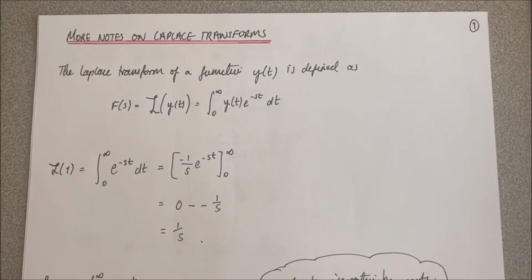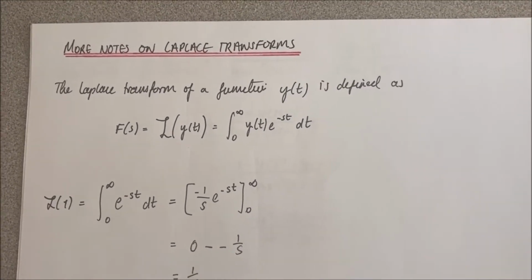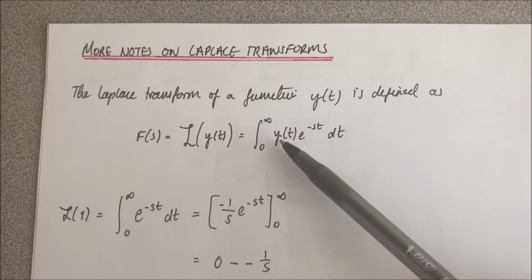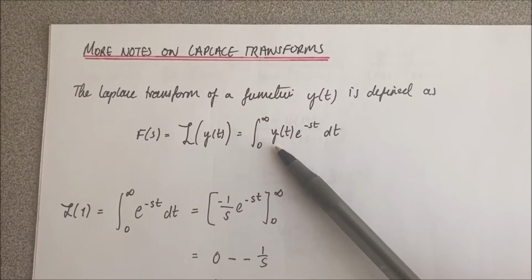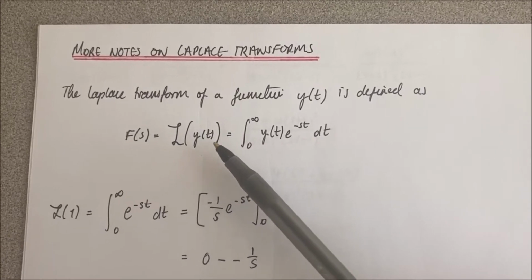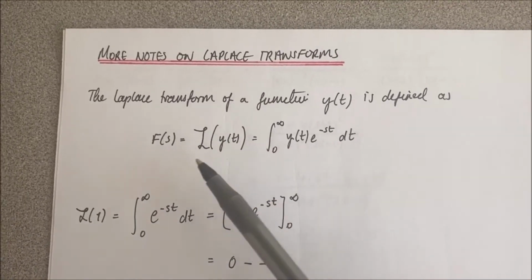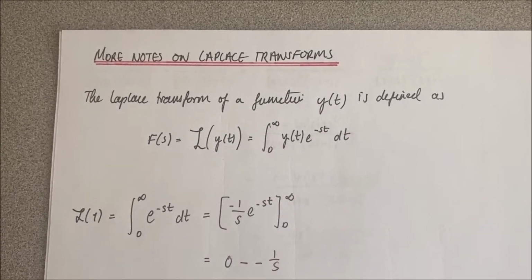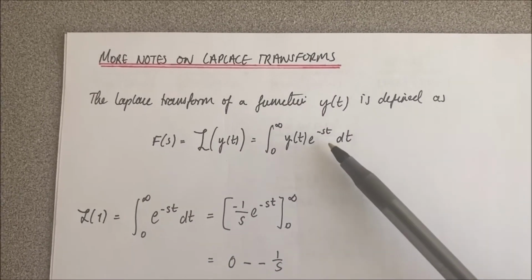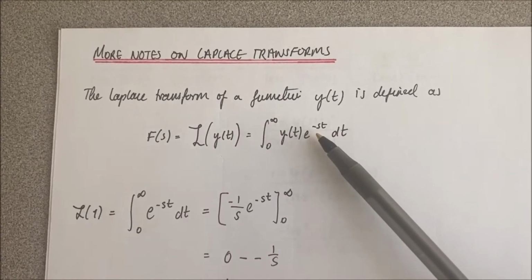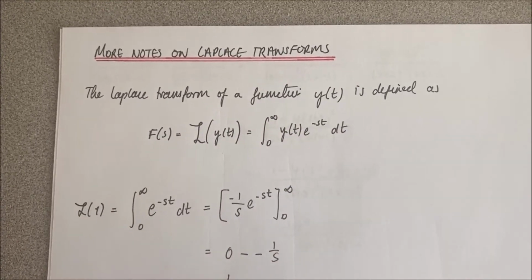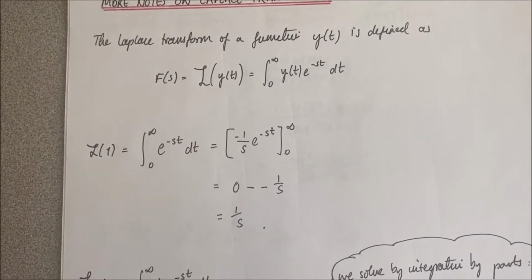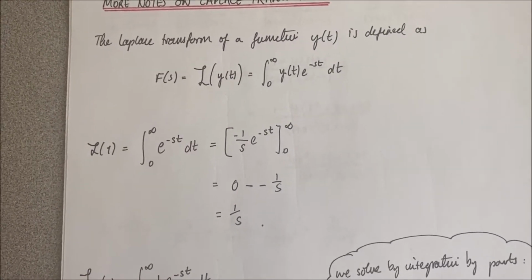Firstly then, starting with the definition of a Laplace transform, it's given by this integral here. So for a function y of t, where t is time, the Laplace transform of that function is given by this improper integral here with this exponential function, and this tells us where those common Laplace transforms, the ones that appear in the tables, come from.